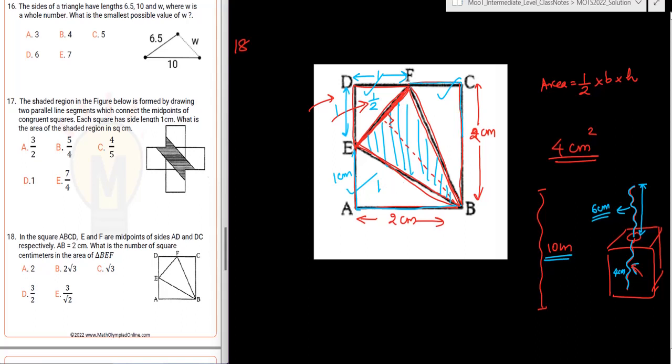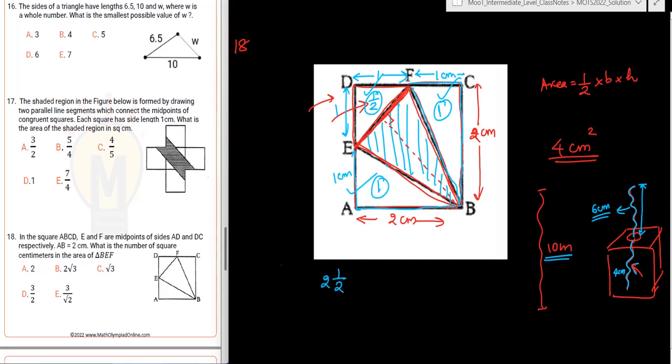Similarly, for this triangle BFC, you can take this as the base, which is 1 centimeter. Your height is 2 centimeters. So half into base into height is again 1 centimeter square. So the total area of these three triangles is 1 plus 1 plus half, that is 2.5.